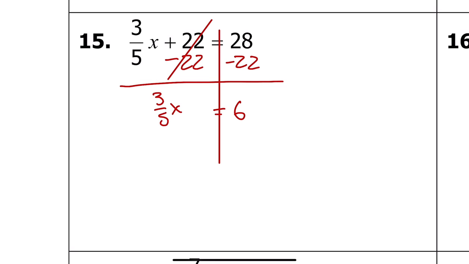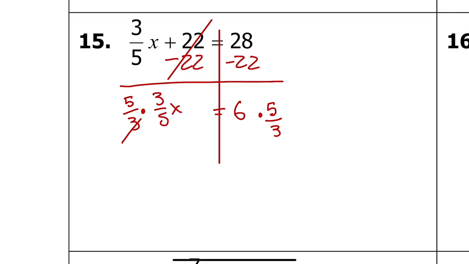So, like I said, this is something that we went over in that last video. So if you're not sure, I would go back and rewatch that. But to get rid of a fraction, we have to multiply by the reciprocal, and that's the flipped version of our fraction. So I'm going to multiply by 5 over 3. But remember, whatever you do to one side, you have to do to the other. So I'm also going to multiply by 5 over 3 over here as well.